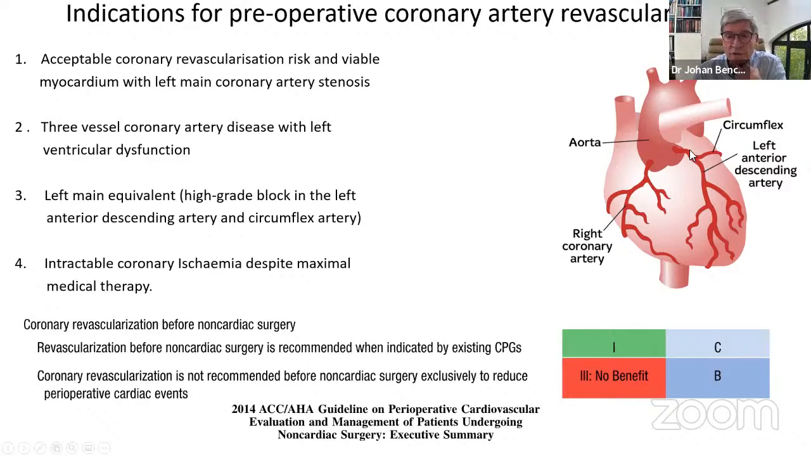Firstly, is when there's left main stem disease. These are the big widowmaker, which kills a lot of patients and gives you very little chance of getting out of the case. Then secondly, 3-vessel coronary artery disease with left ventricular dysfunction, if it's all 3 of the vessels and the left ventricle is not functioning well. If you've got a left main equivalent, in other words, both the circumflex and the anterior descending are severely blocked. And then intractable coronary ischemia despite maximal medical therapy.